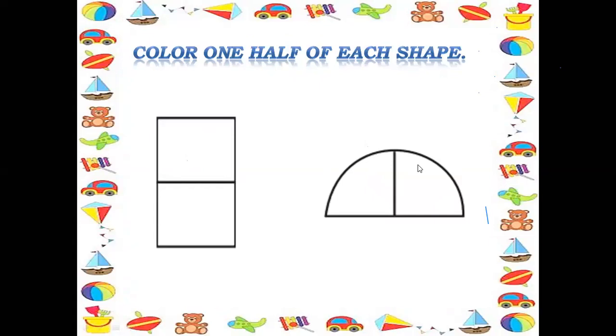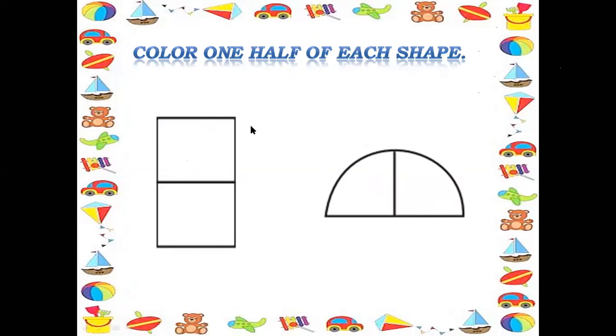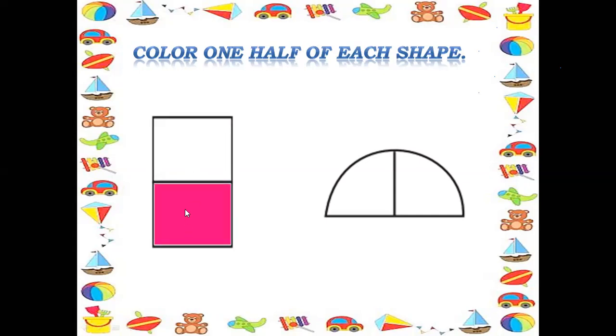Okay, Rufayda, color one half. To color one half of that shape, I need to color how many parts? One. Only one part. You will color only one part of the two parts, right? Right now we colored one half of that shape.